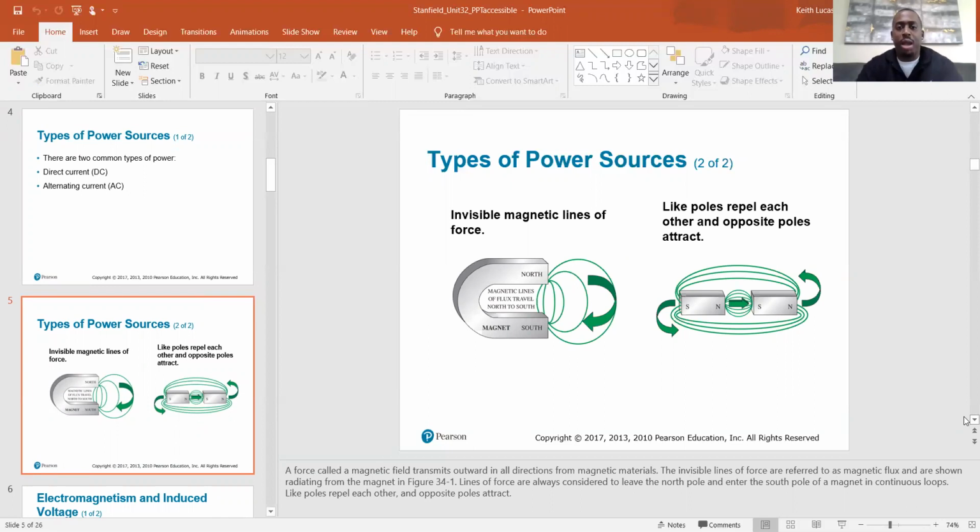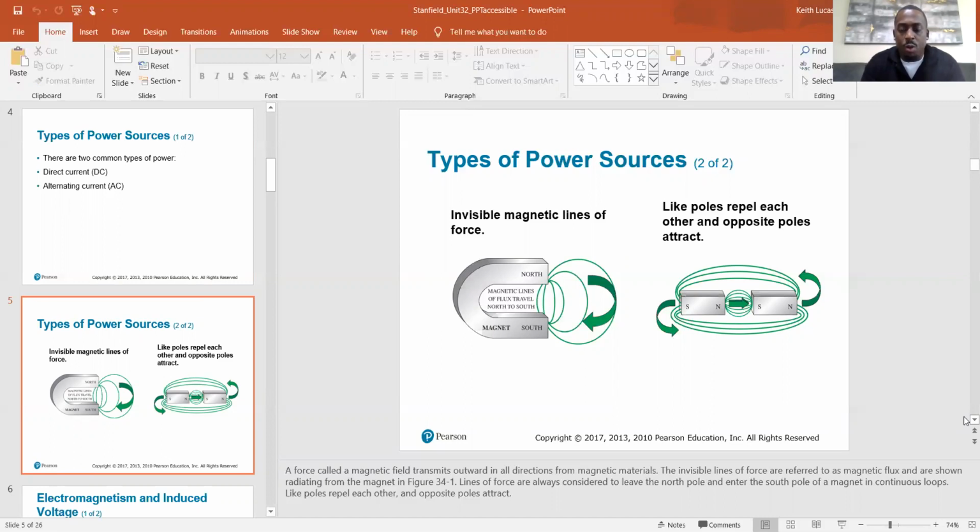Invisible magnetic field lines: like poles repel each other and opposite poles attract. I'm sure you heard that before, so let's get into how that works. A force called a magnetic field transmits outward in all directions from magnetic materials. The invisible lines of force are referred to as magnetic flux and are shown radiating from the magnet in figure 34.1.